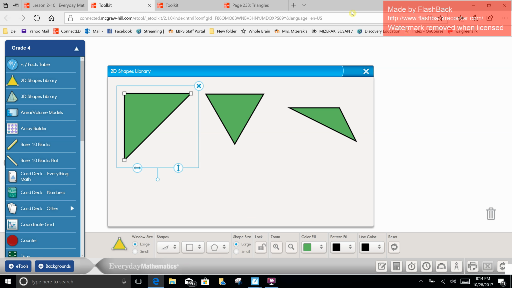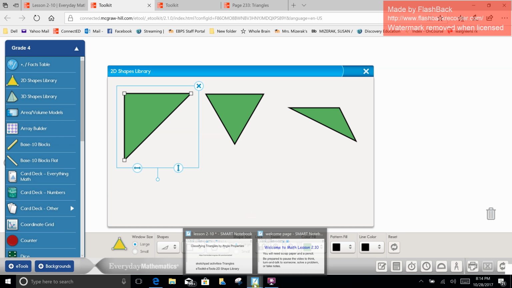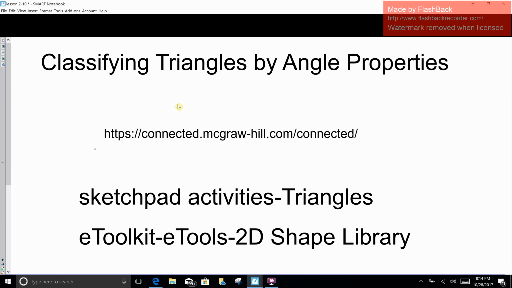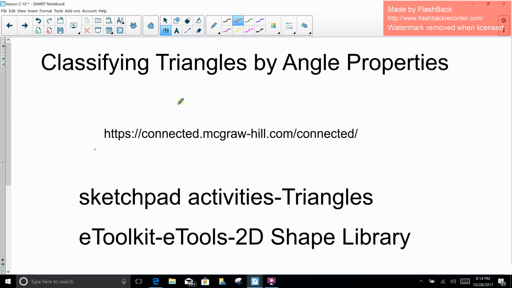Now, we're going to close this out, and I want you to think about what you learned about triangles. You can play around on the Sketchpad and on eToolkit on ConnectEd. And when you come into school tomorrow, you should be able to tell me all about acute, obtuse, and right triangles.